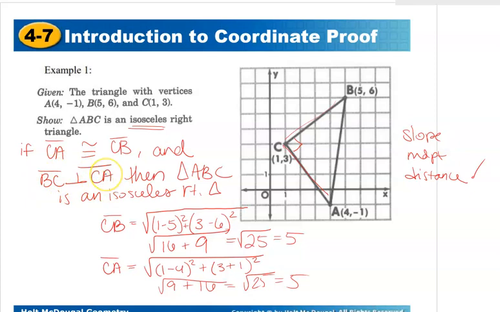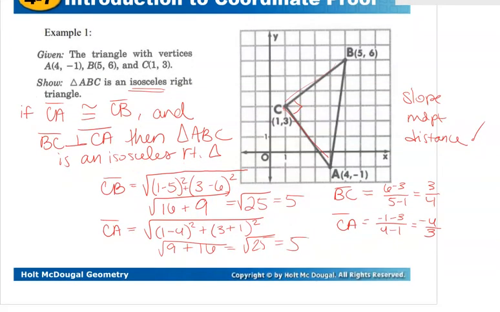Find out if these are perpendicular using slope. So let's find our slope of BC. Using our slope formula, we got 6 minus 3 over 5 minus 1, 3 over 4. And then we have CA, slope again: negative 1 minus 3 over 4 minus 1, negative 4 over 3. Are those perpendicular? Well, 3 over 4 and negative 4 over 3 are opposite reciprocals, making them perpendicular. So we have the sides are congruent, and those are perpendicular, making a right angle.